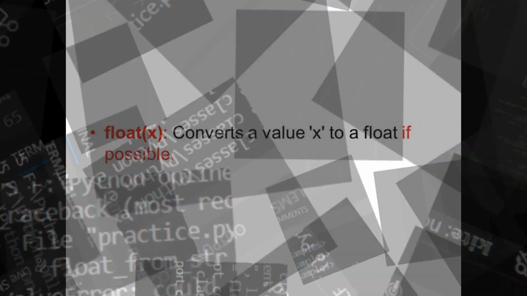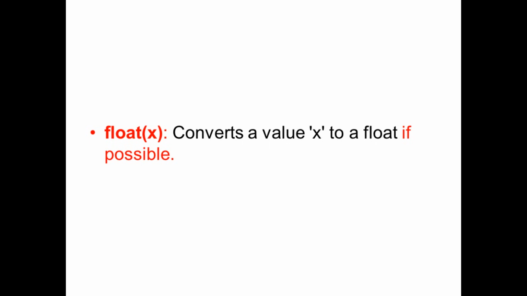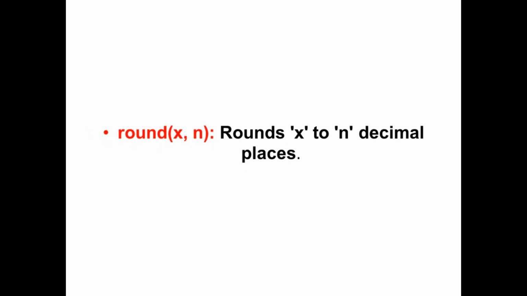If you remember, we had mentioned that float function converts a value to a float if possible. Means to convert a value to a float data type, you need to provide the value in numbers. It should be a numeric data. For non-numeric data, it gives an error. Next function we'll see here is round. Round x comma n. So it rounds x to n decimal places.